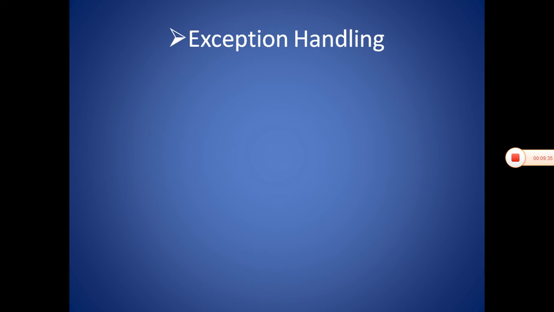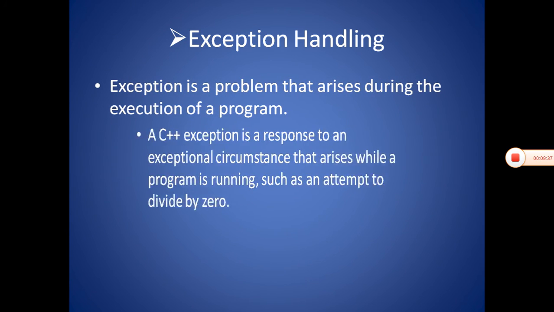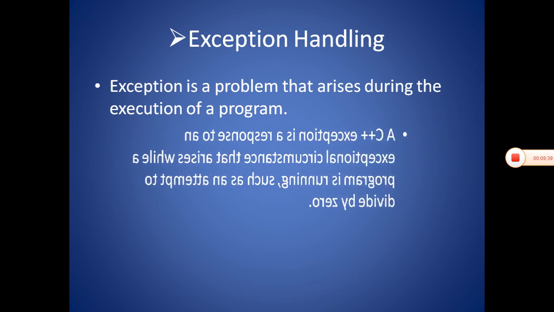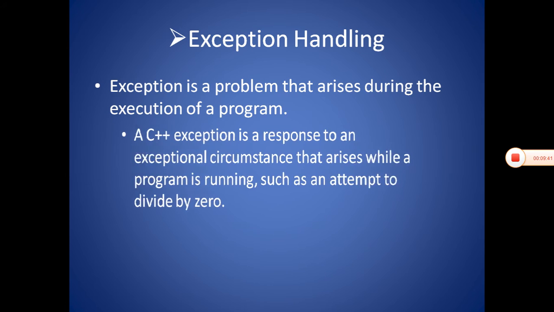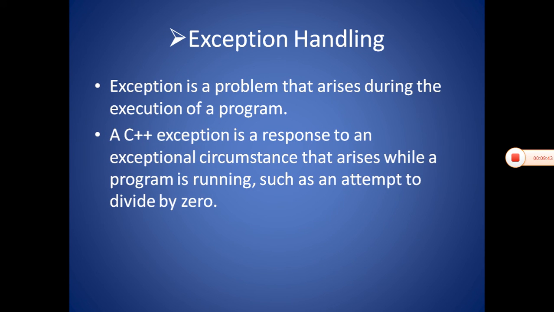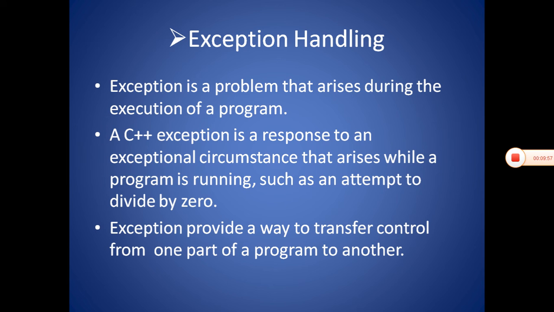Exception handling. An exception is a problem that arises during the execution of a program. A C++ exception is a response to an exceptional circumstance that arises while a program is running, such as an attempt to divide by 0. Exceptions provide a way to transfer control from one part of the program to another.